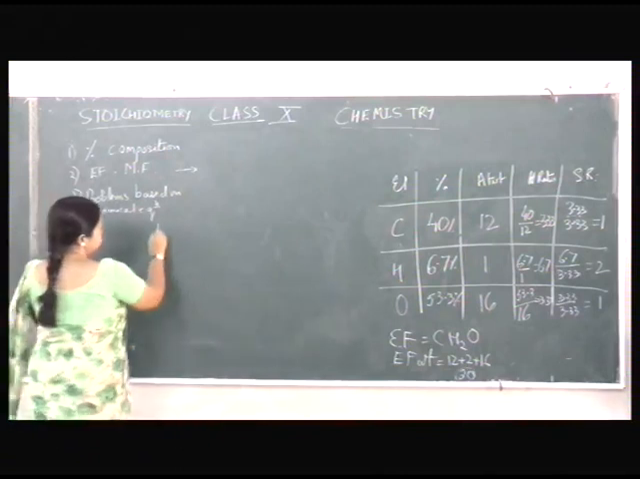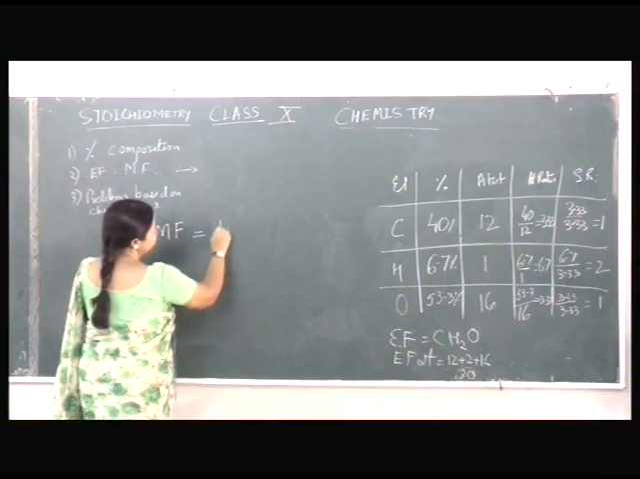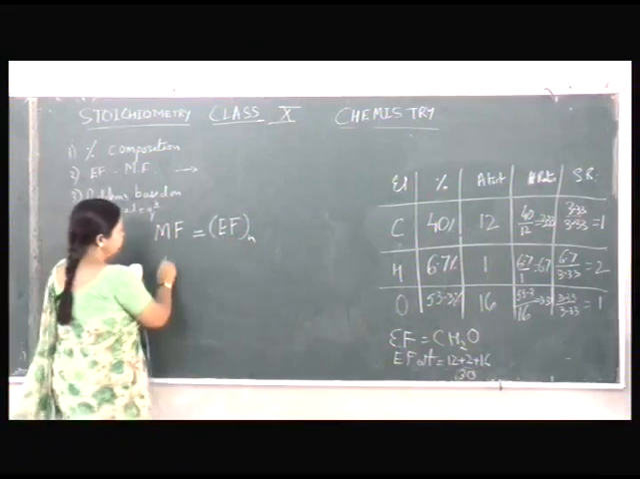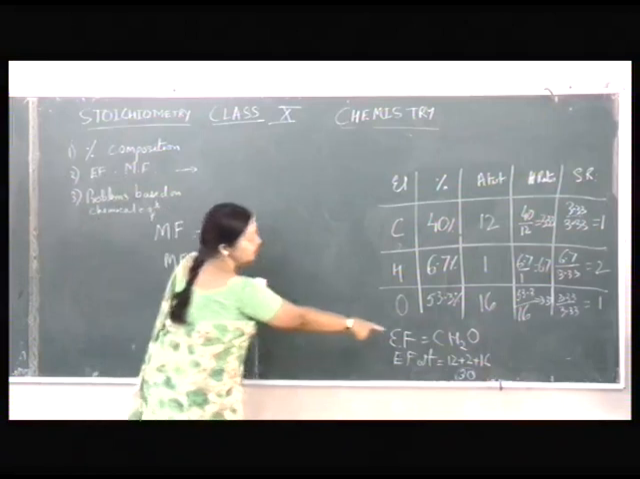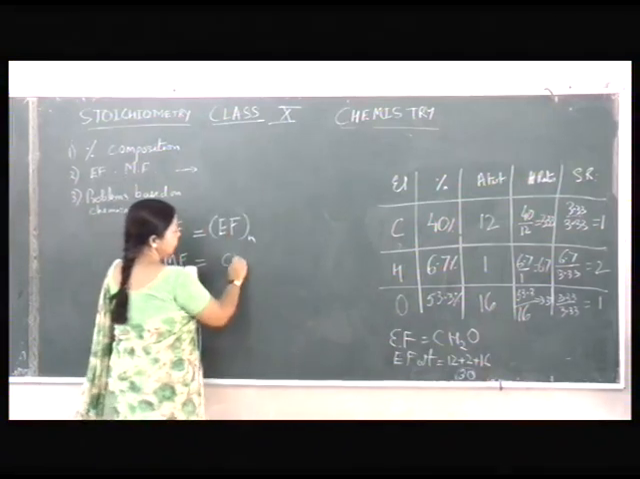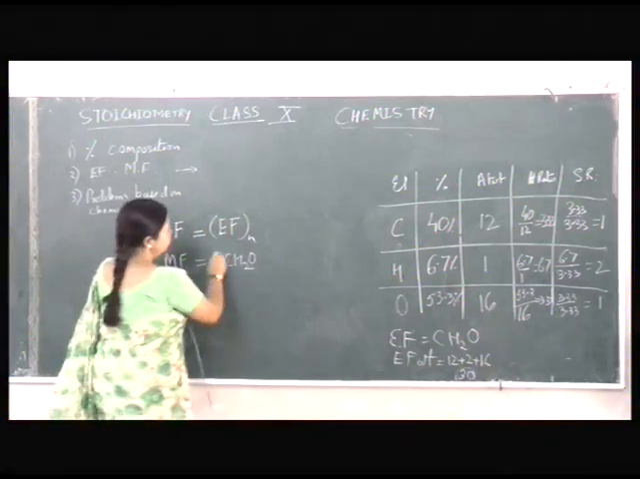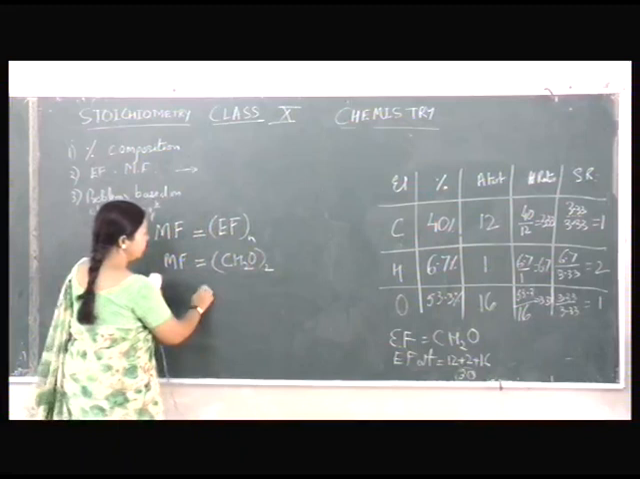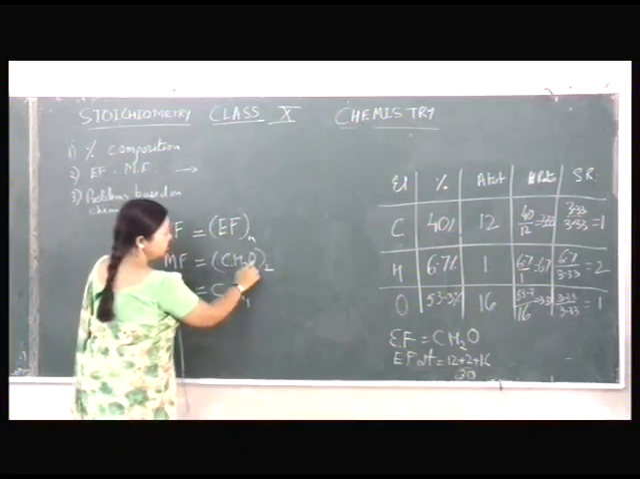There's another equation that says molecular formula is equal to empirical formula into n. So molecular formula will be equal to, what was the empirical formula? CH2O. And what was the value of n? Value of n is 2. So into 2. So what is the molecular formula coming to? C2H4O2.